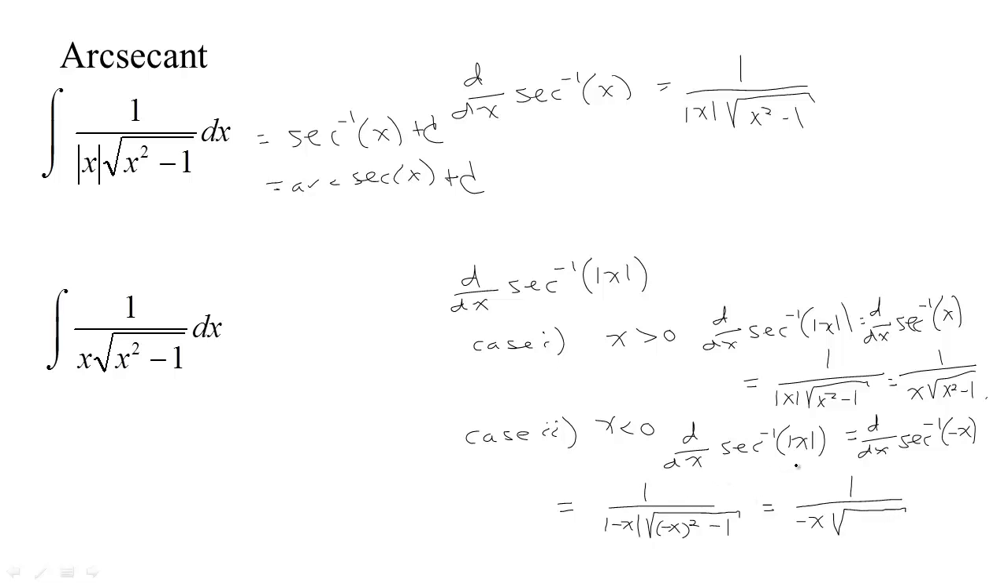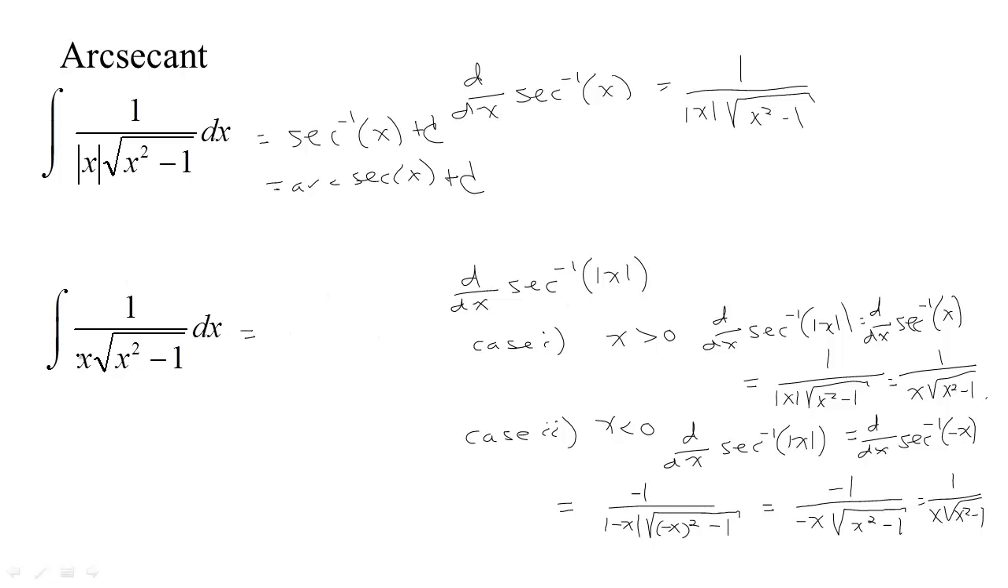Oh, I forgot to multiply by the derivative of what's inside. The derivative of negative x with respect to x is negative 1, so I should have had a negative there. So we've got a negative up top. Now, the absolute value of the opposite of x won't do anything. And if you take negative x times negative x, that's the same thing as x squared. So we have negative 1 over negative x. But you can cancel that negative top and bottom, and you have 1 over x times the square root of x squared minus 1. It doesn't matter which case, whether x is positive or negative, the derivative of the arcsecant of the absolute value of x turns out to be this value.